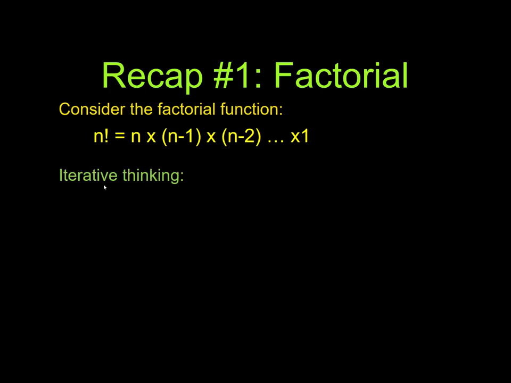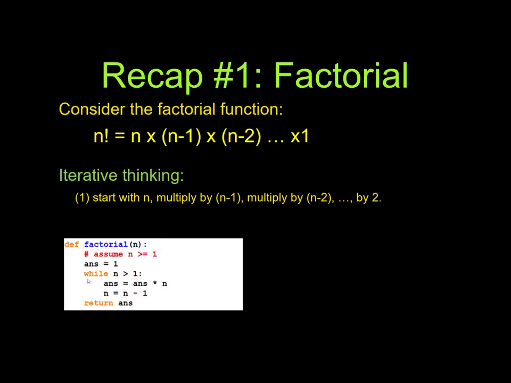Now, how do we think iteratively? Well, looking at this definition, you need to take the input n and multiply by 1 less than it and multiply with 2 less than it until it's 1. This is perfect for the construct of a while loop. To repeat, we say that we start with n, then we need to multiply by n minus 1, then multiply by n minus 2 until 2 or until 1. This is perfect for a while statement, and it does the work.